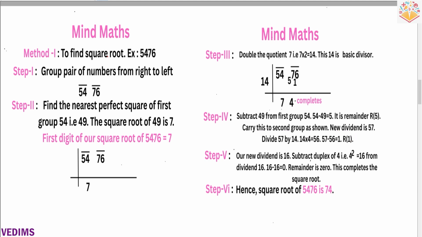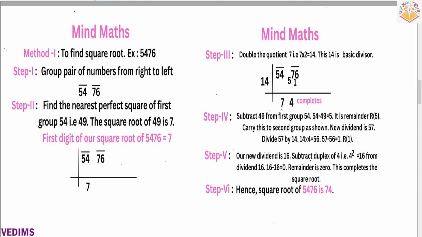Our new quotient is 4 and remainder is 1. Carry that remainder to the next place. Step 5. Our new dividend is 16. Subtract duplex of 4, that is 4 square, that is equal to 16, from dividend 16. 16 minus 16 is 0. Remainder is 0. This completes the square root. Hence, the square root of 5476 is 74.